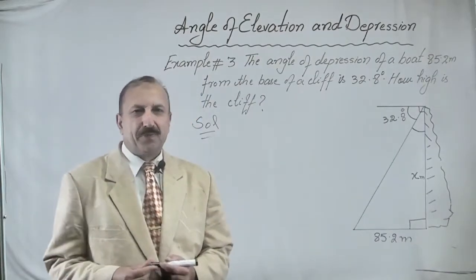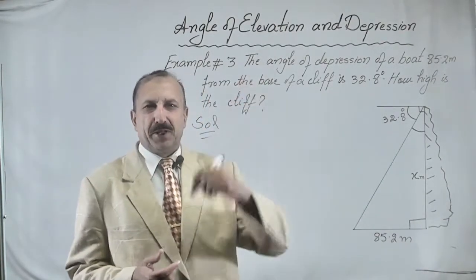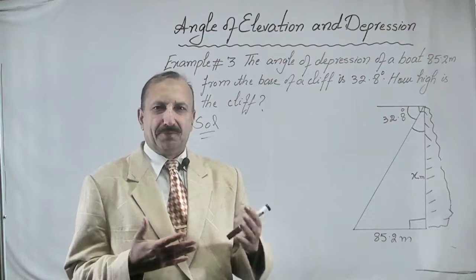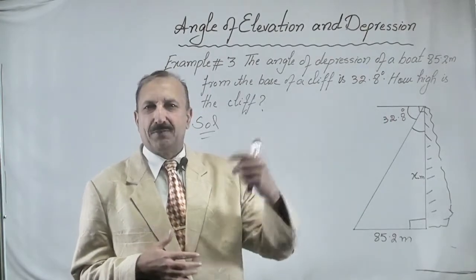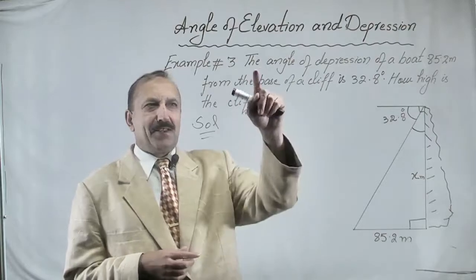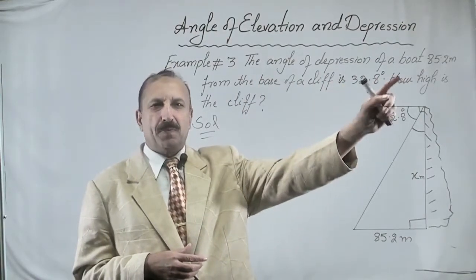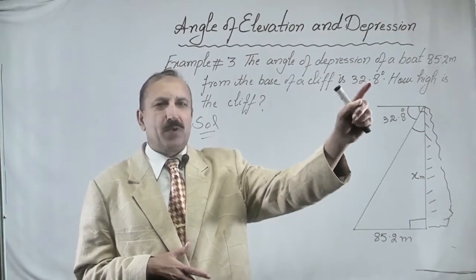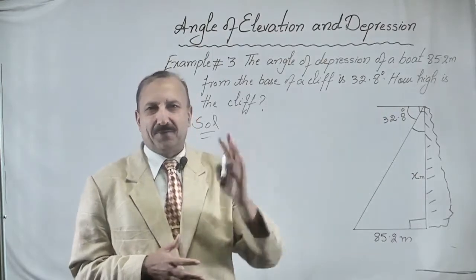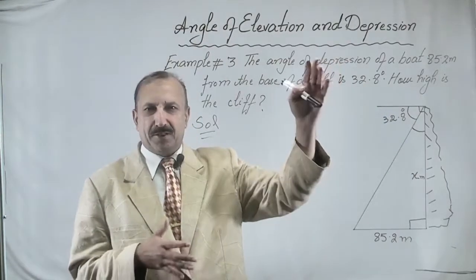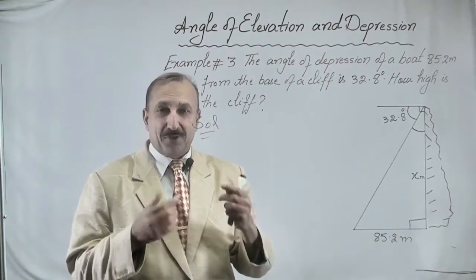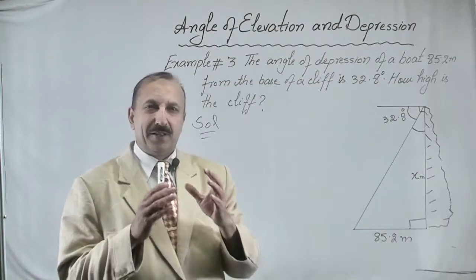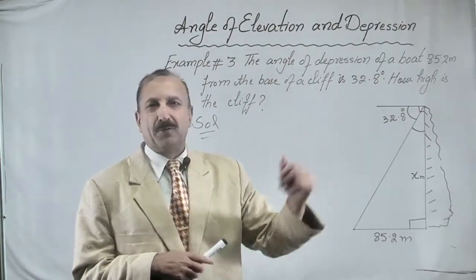My dear students, let's have example number 3 to get a more in-depth concept in the word problems of angle of elevation and depression. Here is the example. The angle of depression of a board 85.2 meter from the base of a cliff is 32.8 degree. How high is the cliff? We have been given the angle of depression in this situation. We need to analyze where we are supposed to draw this angle of depression and how it will contribute in our process of finding the height of the cliff.